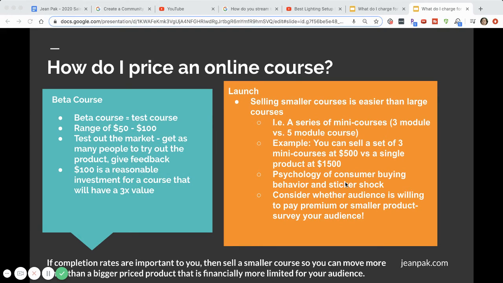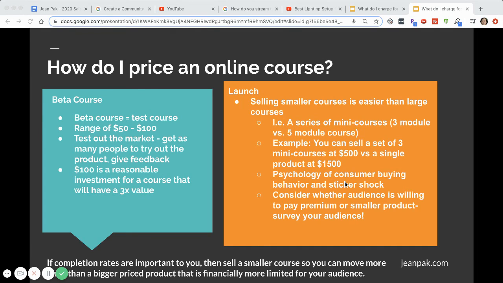Again, this goes back to the psychology of humans and our behavior around prices. We each have a threshold of what we're willing to pay. So you want to consider whether your audience is willing to pay for a premium product of $1,500 or a smaller product. This is where I would consider surveying your audience and asking them, would they pay $1,500 or would they pay $500? Because at $1,500, you'll get a lot of sales all at once, but then you're going to have to think about afterwards, how do you continue to offer more value and more products to your audience?